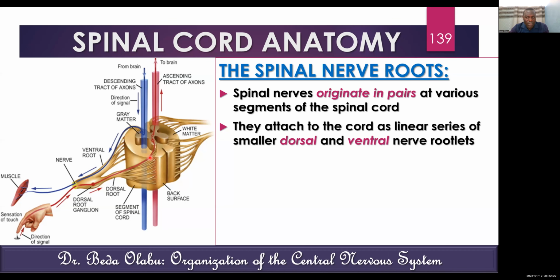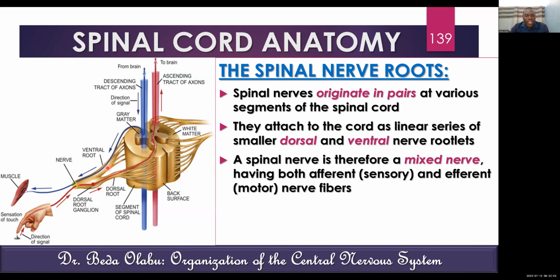We have the dorsal rootlets here, which join to form the dorsal roots. We also have the ventral rootlets there that join to form the ventral root. And so eventually, a spinal nerve has a dorsal root, which has a sensory function, and a ventral root, which has a motor function. But remember, they come from rootlets. It's a series of rootlets. Having said so, a whole spinal nerve is a mixed nerve with both sensory as well as motor functions.